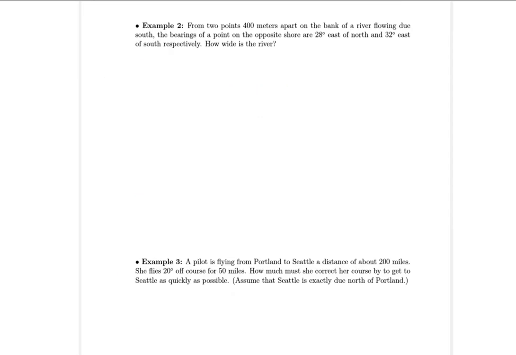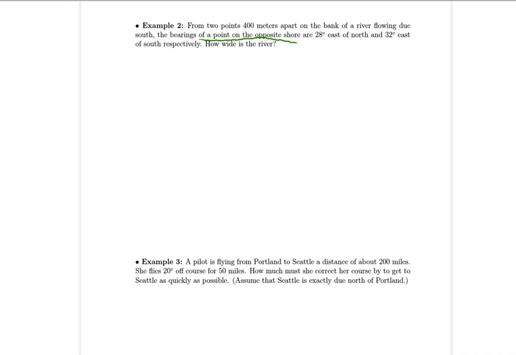All right, so let's take a look at a couple of other problems here. It says, from 2 points 400 meters apart on the bank of a river flowing due south, the bearings of a point on the opposite shore are 28 degrees east of north and 32 degrees east of south, respectively. How wide is the river? Okay, so we're talking about 2 points on one side of the river, and then the bearings of a point on the opposite shore. So what we really want to have here is, first let's go ahead and sketch our picture here.